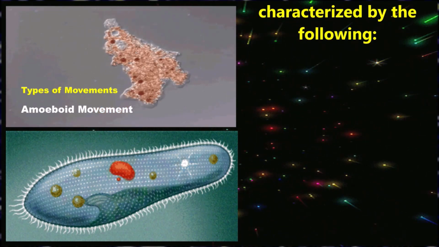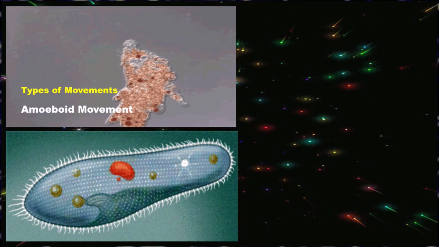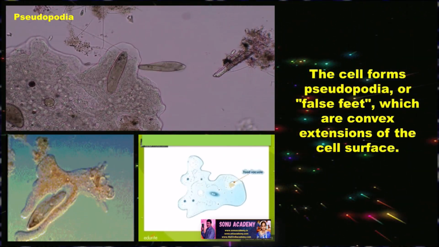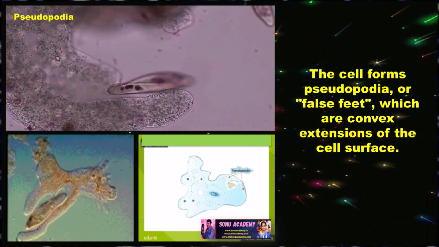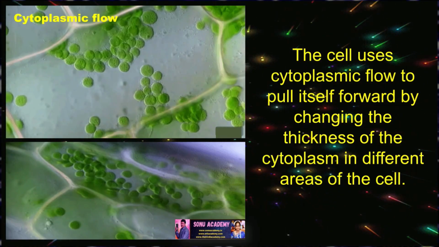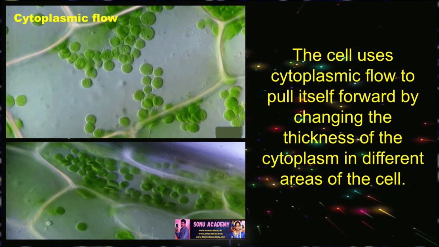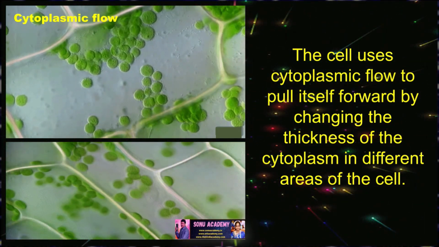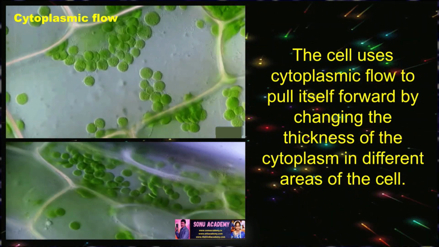It is characterized by the following. Pseudopodia. The cells form pseudopodia or false feet, which are convex extensions of the cellular surface. Cytoplasmic flow. The cell uses cytoplasmic flow to pull itself forward by changing the thickness of cytoplasm in different areas of the cell.